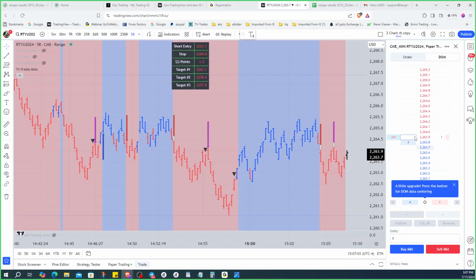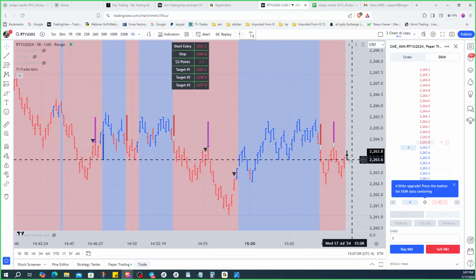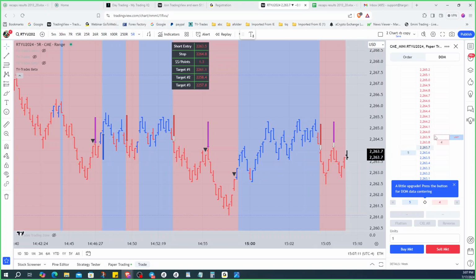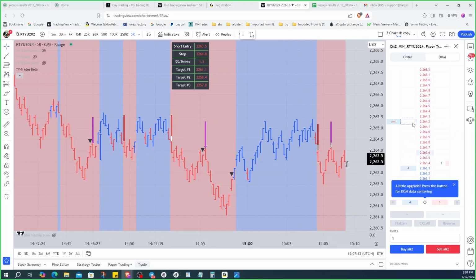All right. If you have delayed data and you're going to practice trading with delayed data, you have to practice trading on their DOM because you're going to be using their DOM with their delayed data. All right, their delayed data, their DOM, that's what you're going to be doing.